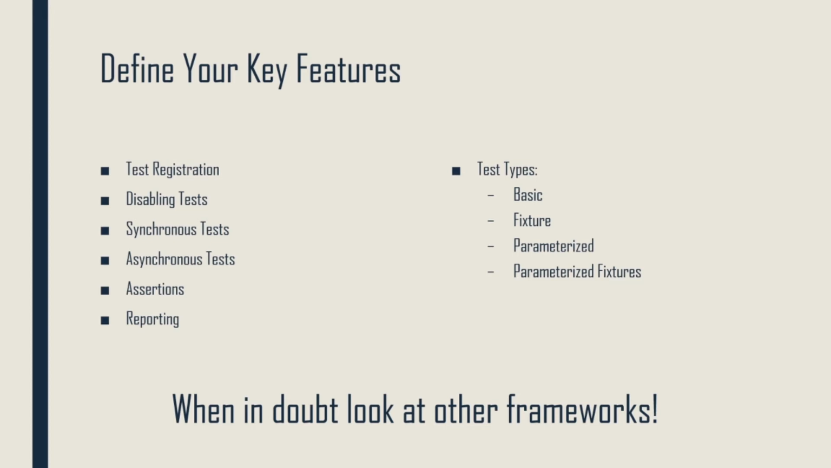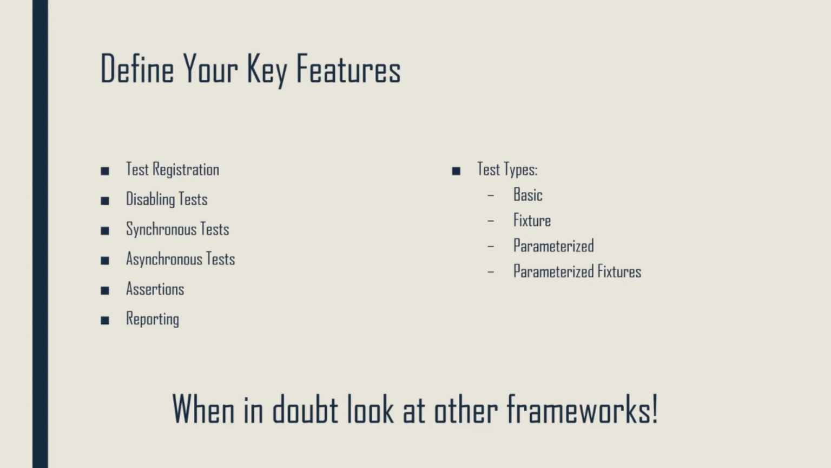Fundamentally, you need to be able to register, execute, report the status of a test, and show it to a user. And there's a lot of different types of tests and different features. For example, synchronous tests, asynchronous tests. You should just define what type of tests you're going to support up front, because it will severely affect how you go about implementing your framework. And the 4 basic test types are basic tests, fixture tests, parameterized tests, and parameterized fixture tests.